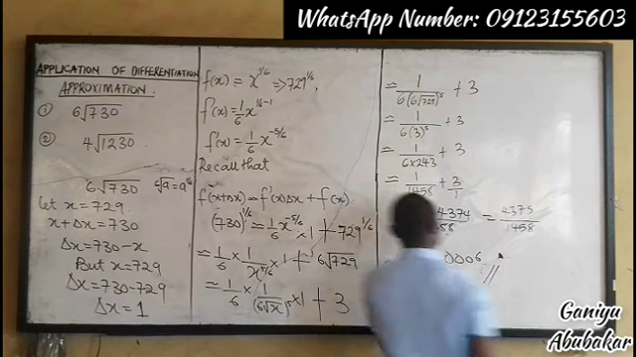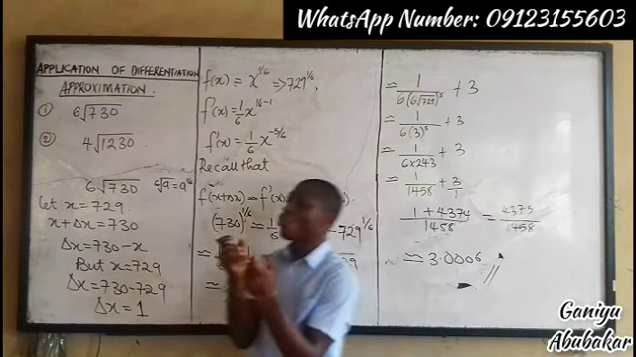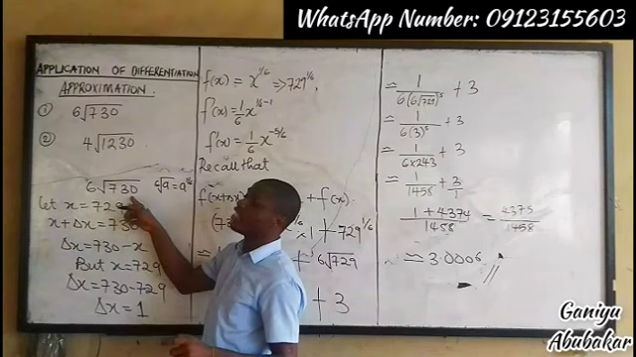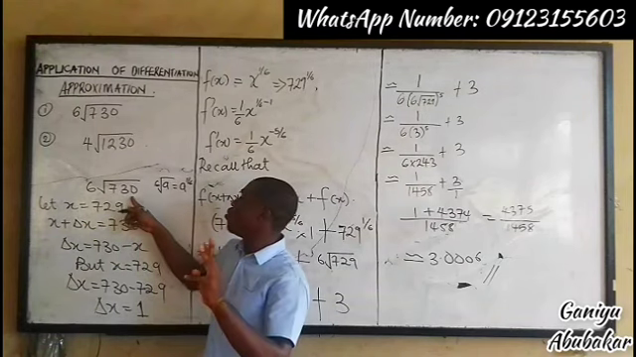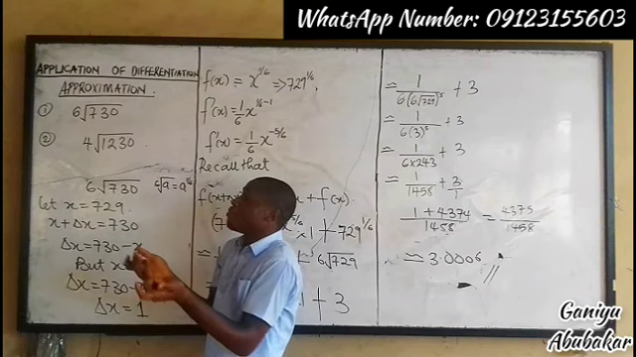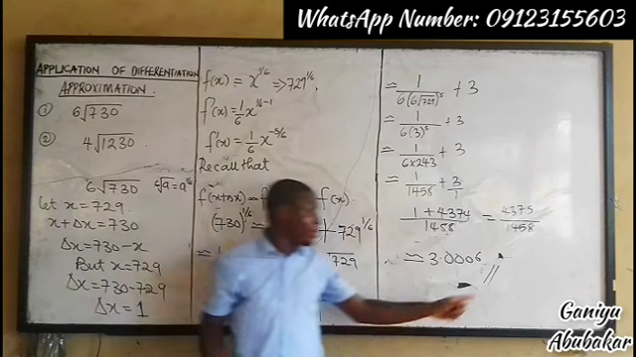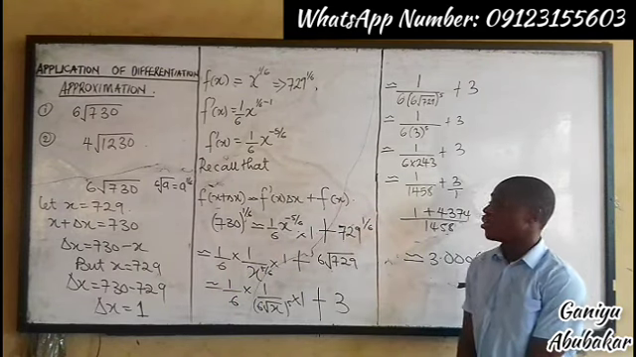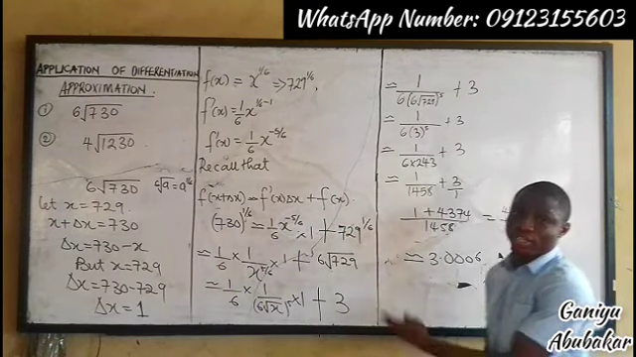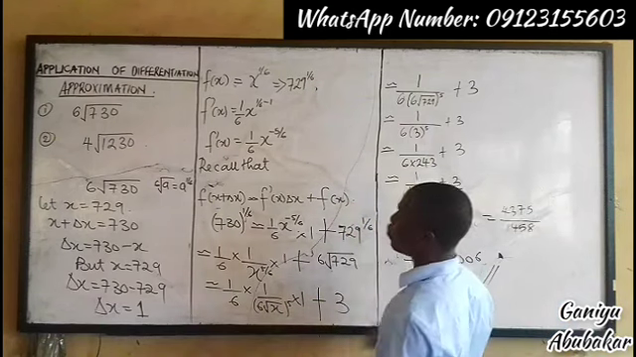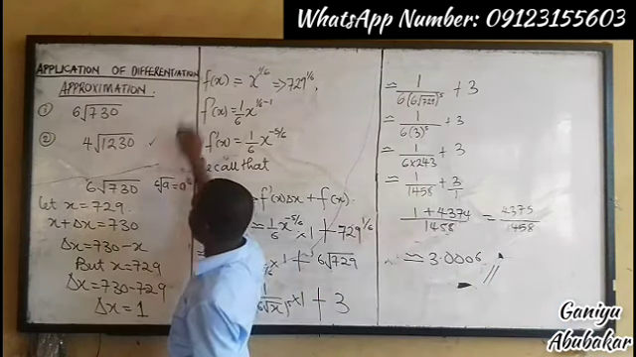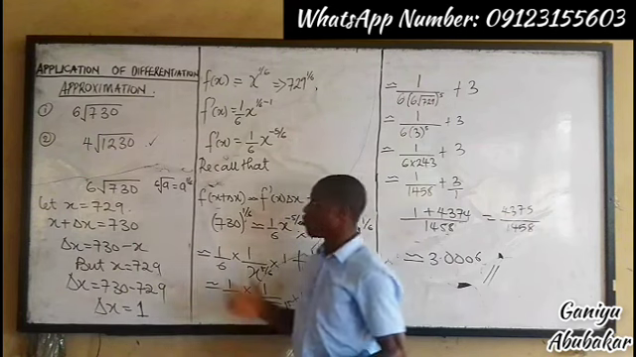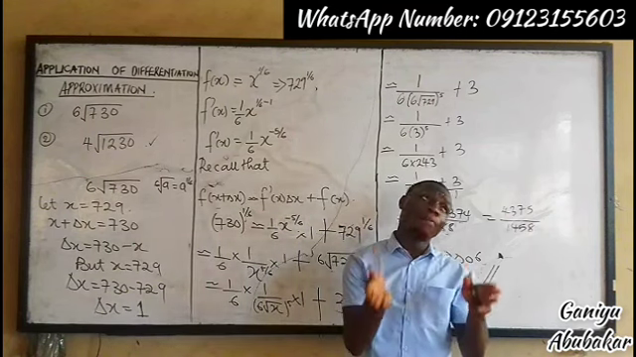This means that if I take a calculator and punch in the 6th root of 730, the answer that you get is what you have. So try to check this. 3.0006. So it's correct. So this is the concept. So you do this one here and leave your answer in the comment section below. So this is how to solve problems under the application of differentiation.